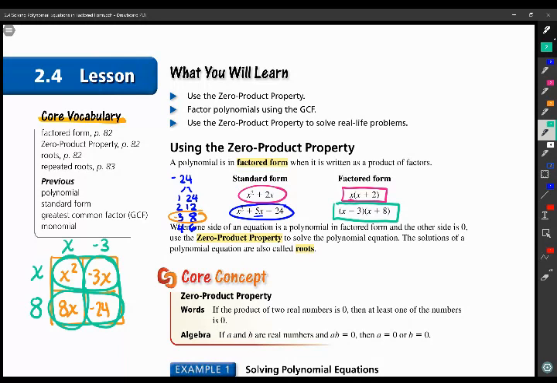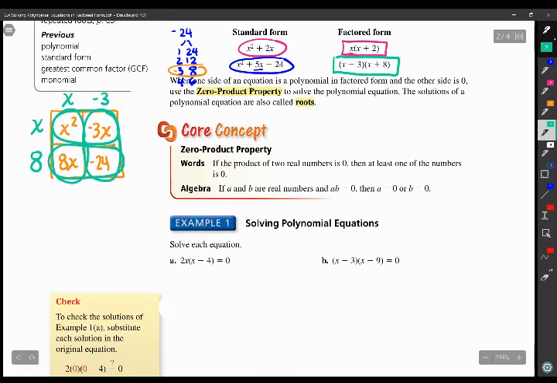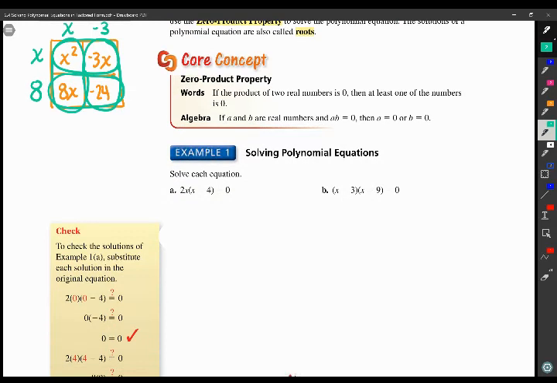The only thing that's going to change from what we did previously to now is once we have it in factored form, we're going to set those equal to 0 and solve. So example 1, they've already factored it for us already. And then we take each factor and set it equal to 0. So notice that we have two factors here. We have the 2x and we have the x minus 4. And so we take each of those, so the 2x, and we set it equal to 0. And then we take the x minus 4 and we set it equal to 0.